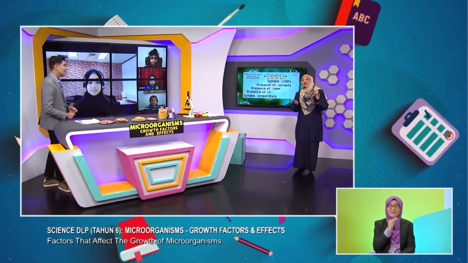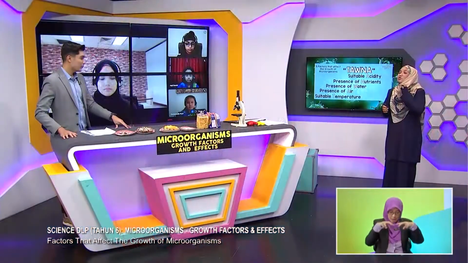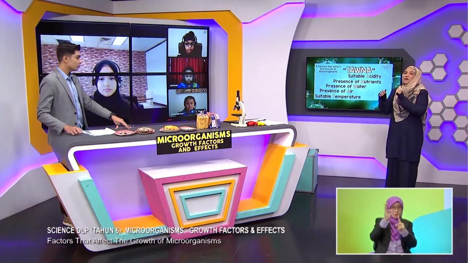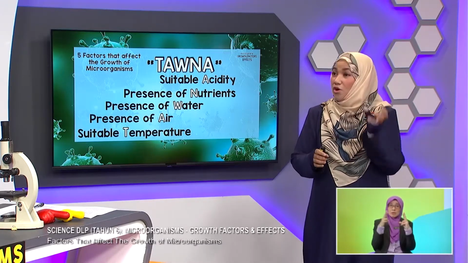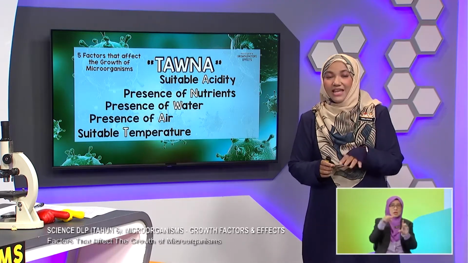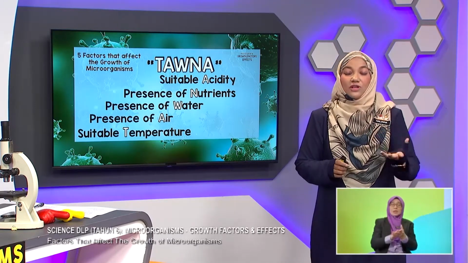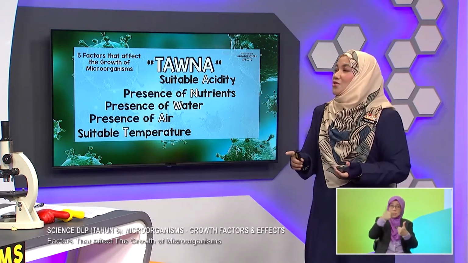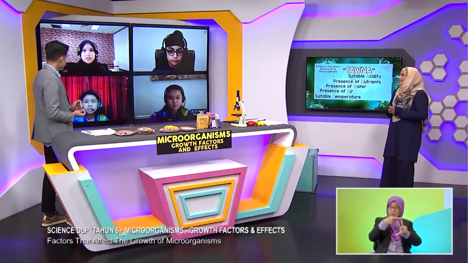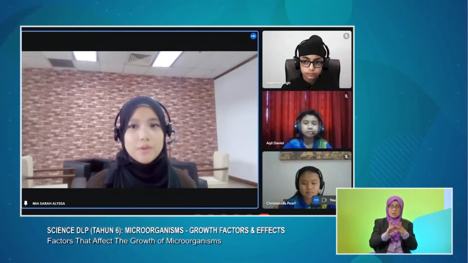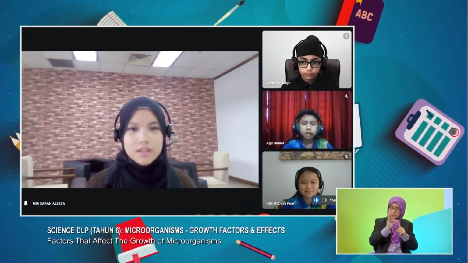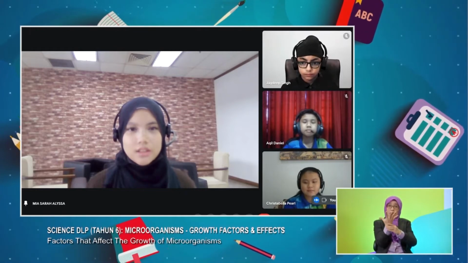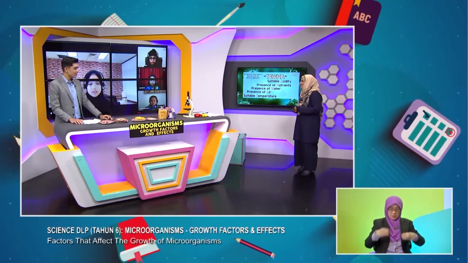So Mia has done the investigation about the suitable temperature, where she used very low, where she put it in the fridge, and very high, where she boiled it first and put it in a thermal flask, and last but not least, room temperature. So your conclusion, Mia? From this result, I can conclude that room temperature is most suitable for growth of microorganisms. So room temperature is the most suitable temperature for microorganism growth. Thank you so much, Mia.